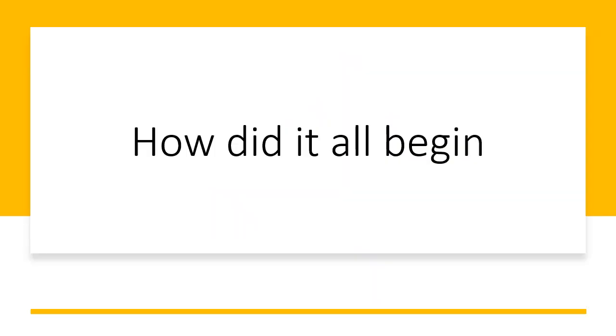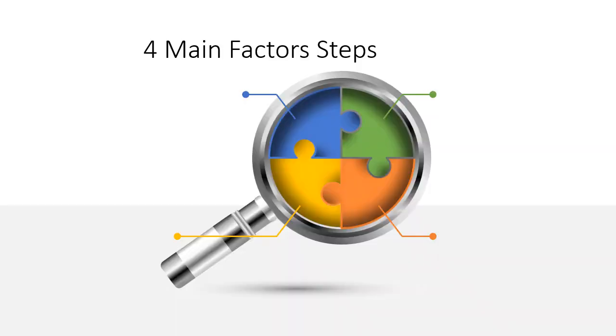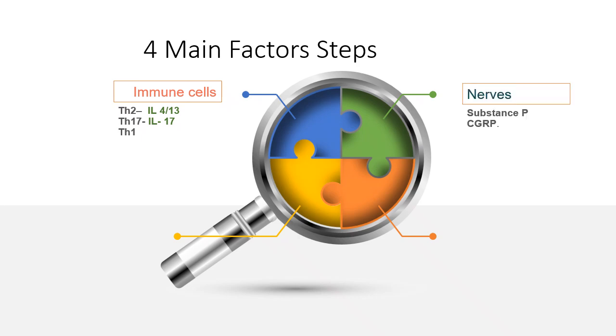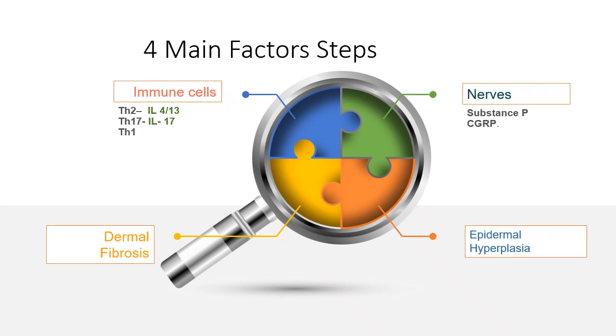Of course, a decade back, we also think that there is an itch scratch cycle which mediates prurigo nodularis. So in other words, the itch is primary and then the scratch is secondary. But nowadays, of course, there's a different view. So the four major factors for prurigo nodularis as of today is, of course, the immune cells, which is not just Th2, also Th17 and Th1. Of course, the nerves have got a role to play with their mediators. Then there's dermal fibrosis and, of course, epidermal hyperplasia. Now, let's understand which of these are the most important steps.